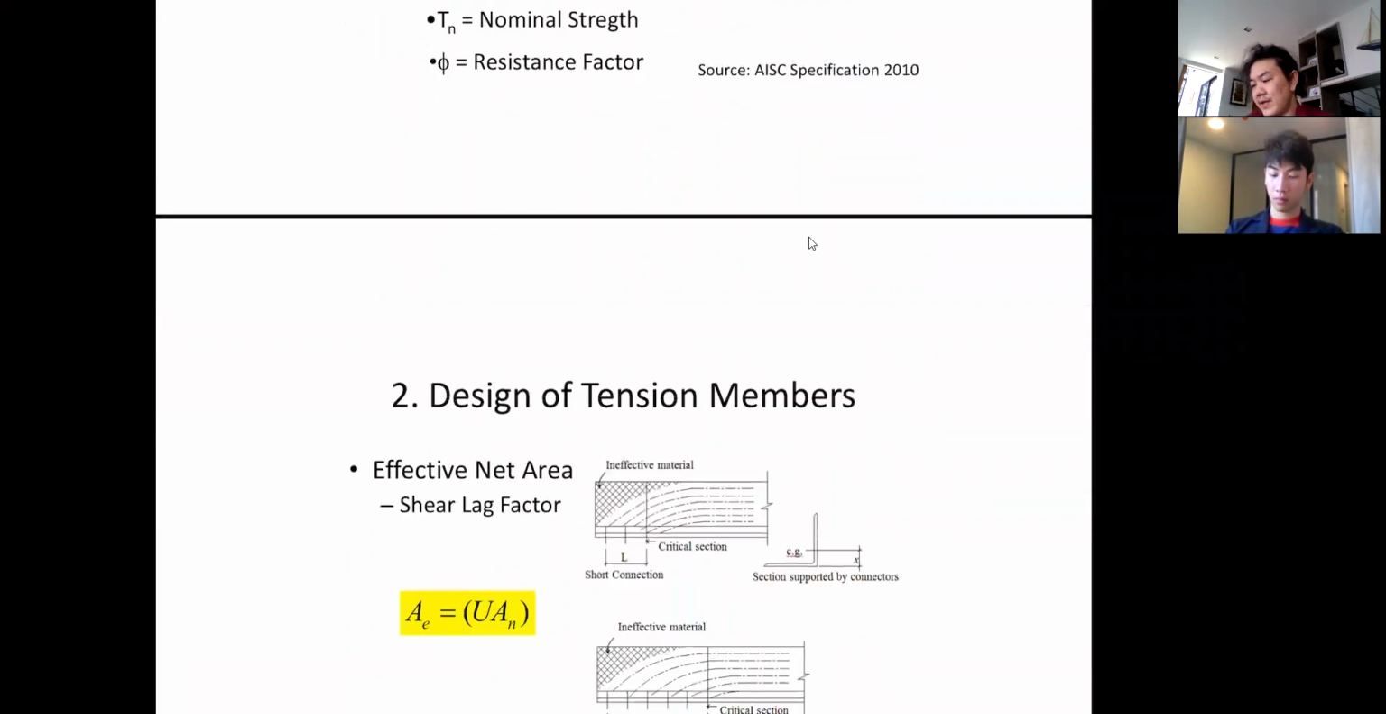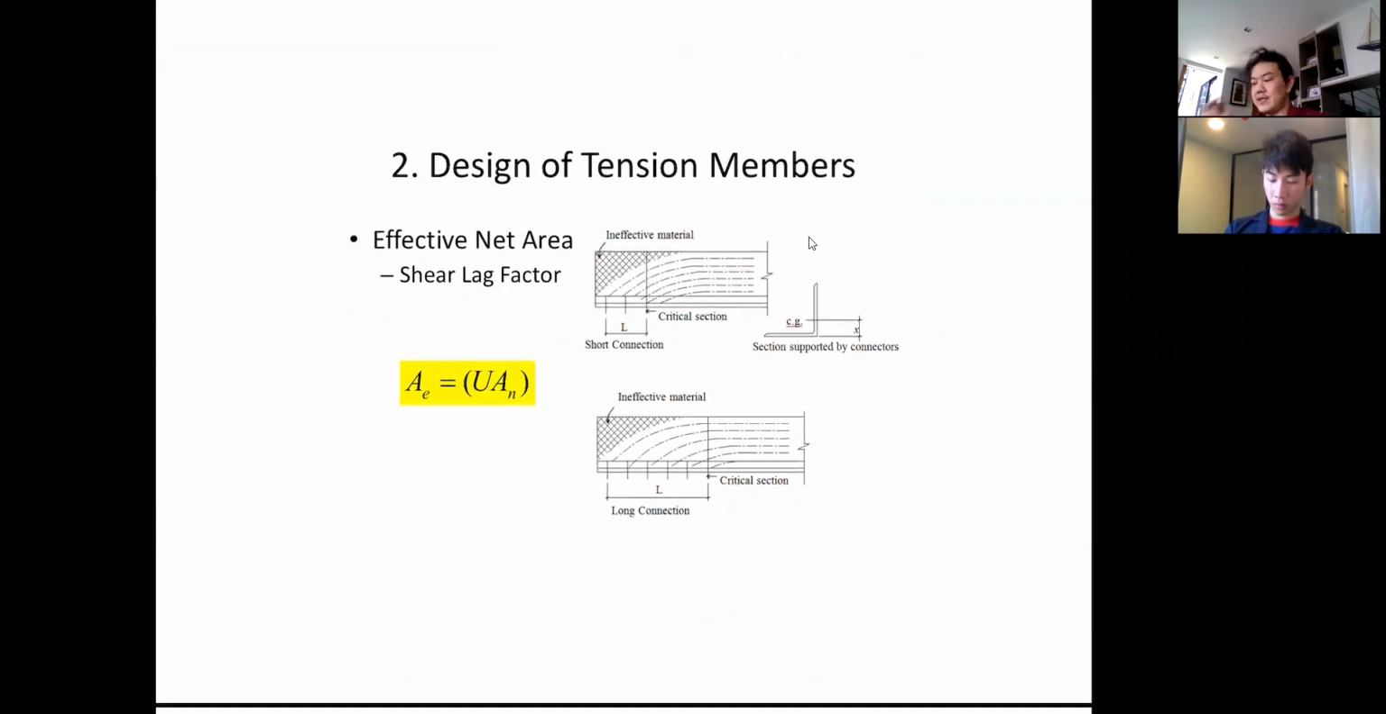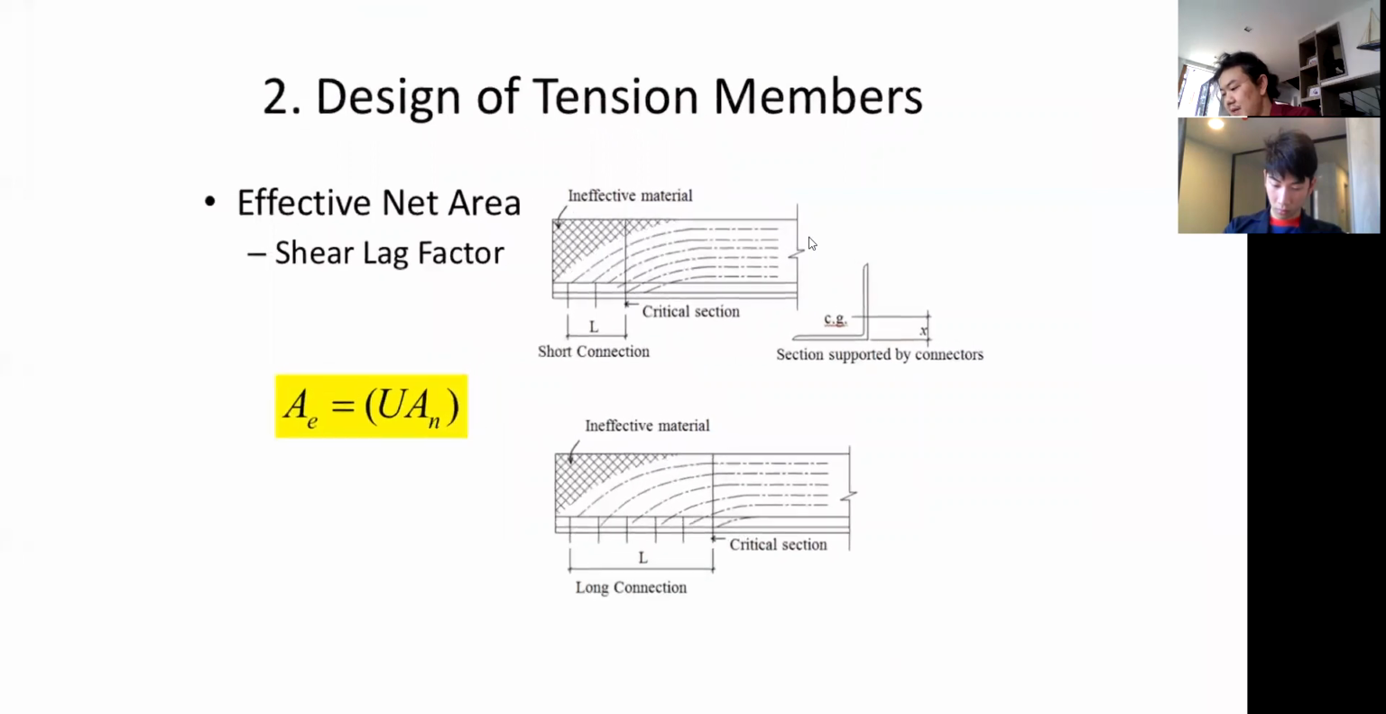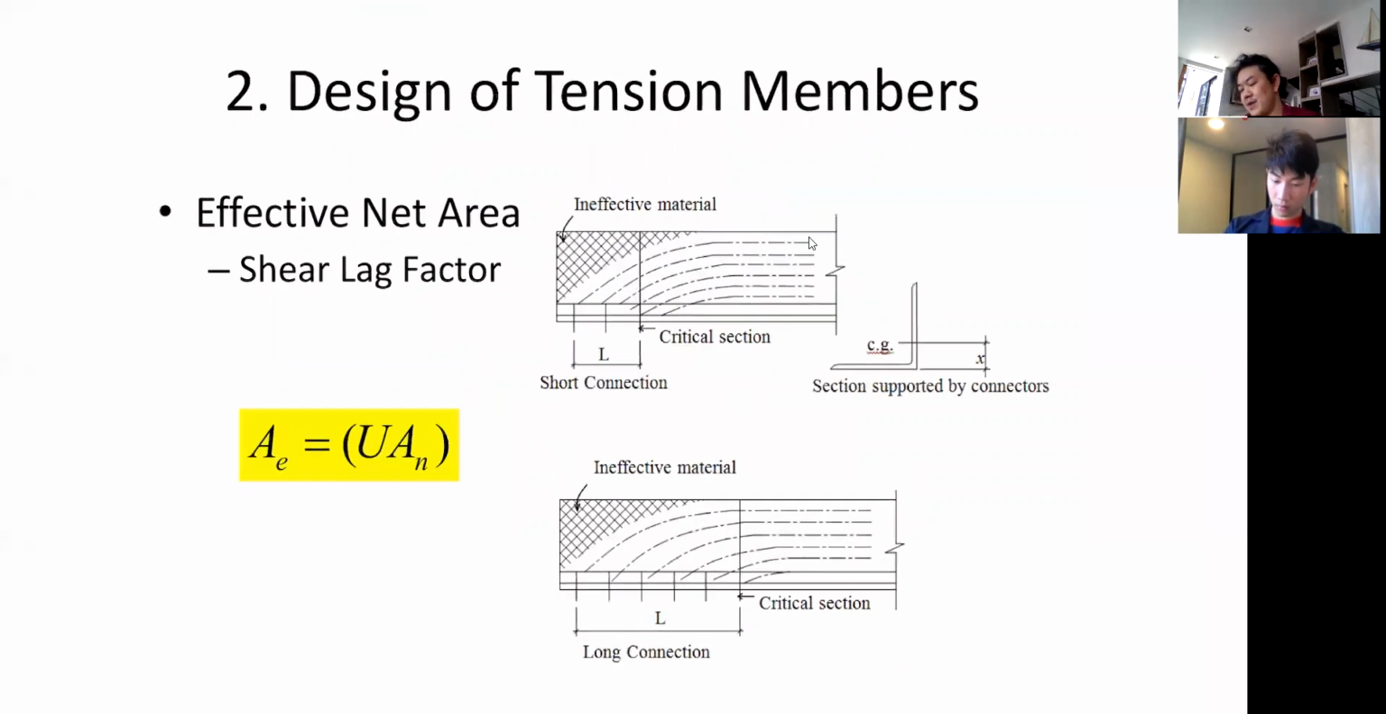So now let's take a look at this. This is an example of that shear lag behavior. Let me emphasize this a little bit. This is the side view of the angle, and what you see here are the bolts. That means this angle is going to be attached to some kind of support. Maybe it's a plate here or something.